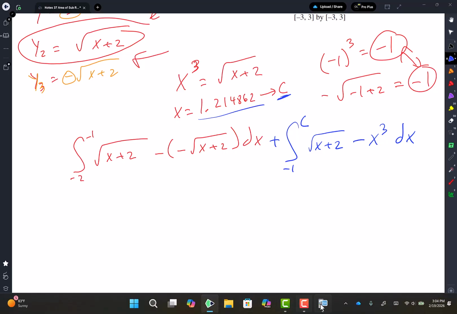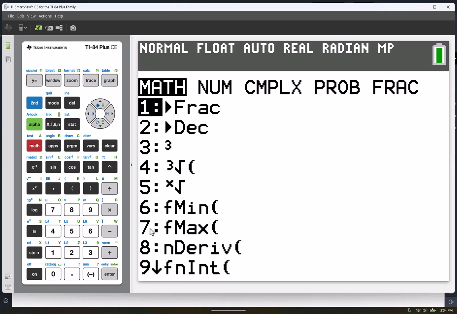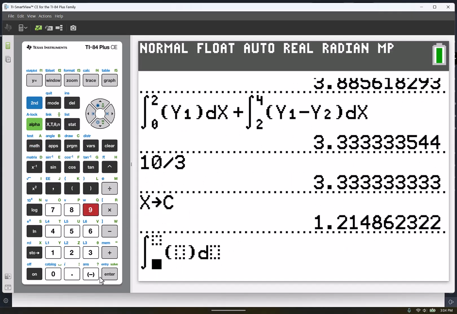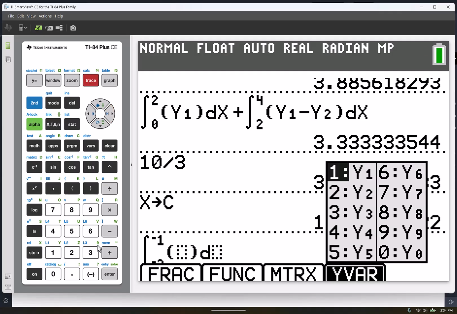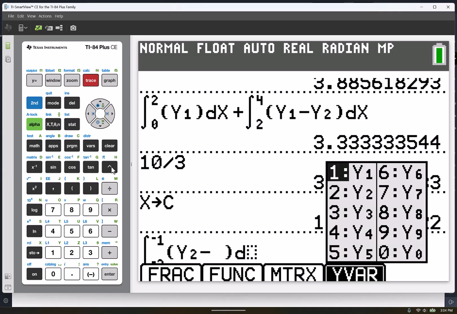I'm going to take my calculator, or maybe you're thinking of something else, which I can address in a little bit. Math 9 from -2 to -1. And the positive one, where did I have it on? Y2 or Y3? Y2. Alpha trace Y2. I put Y1. Alpha trace Y2 minus alpha trace Y3.